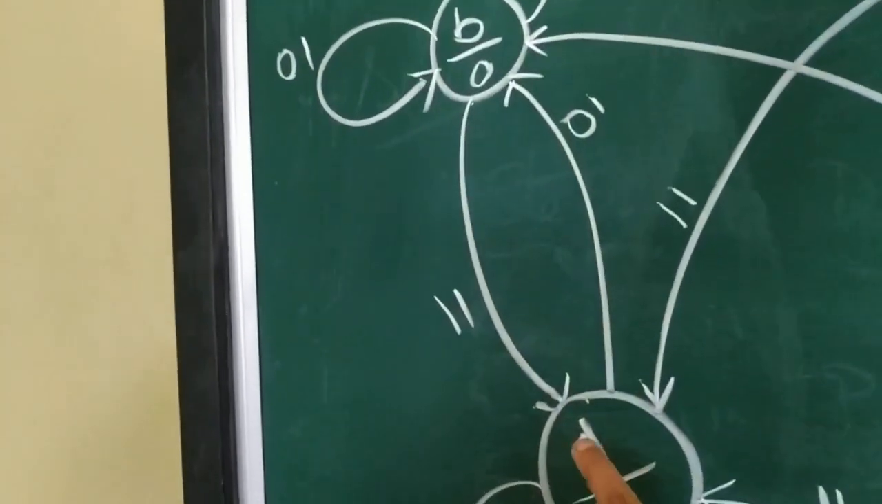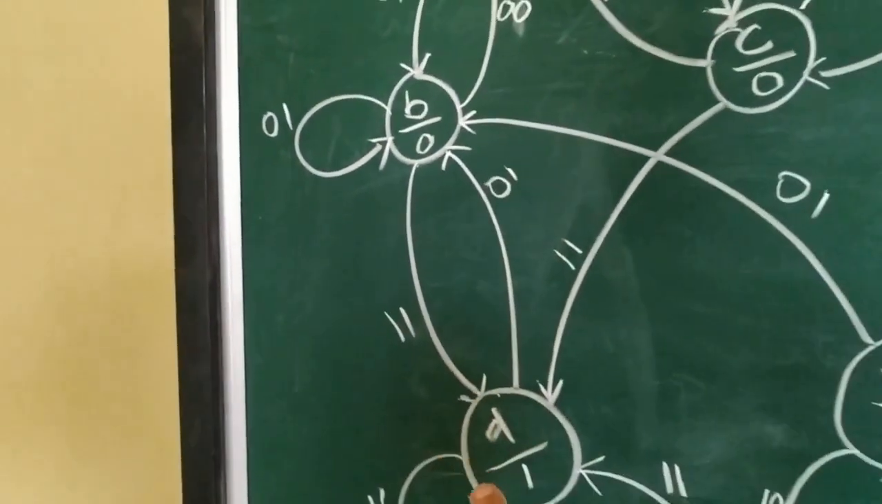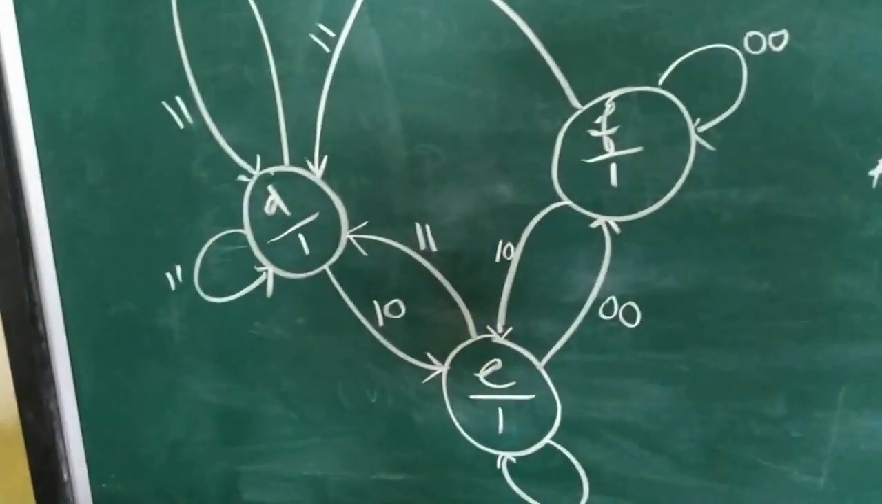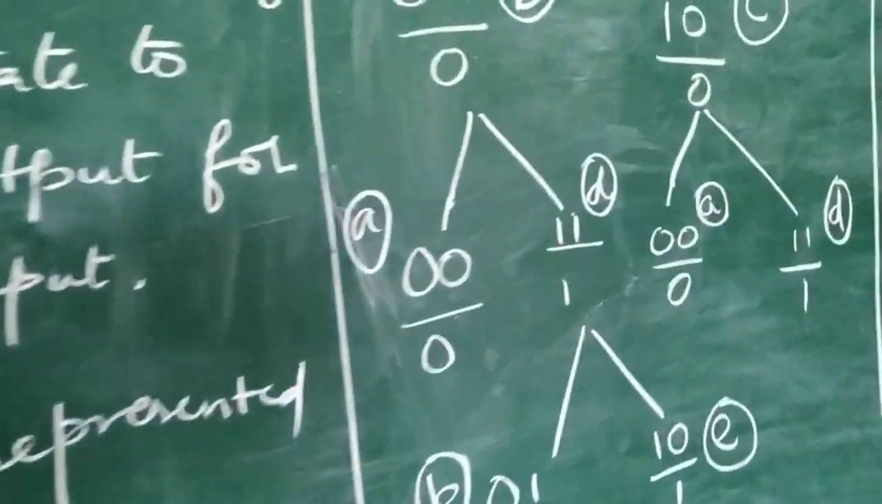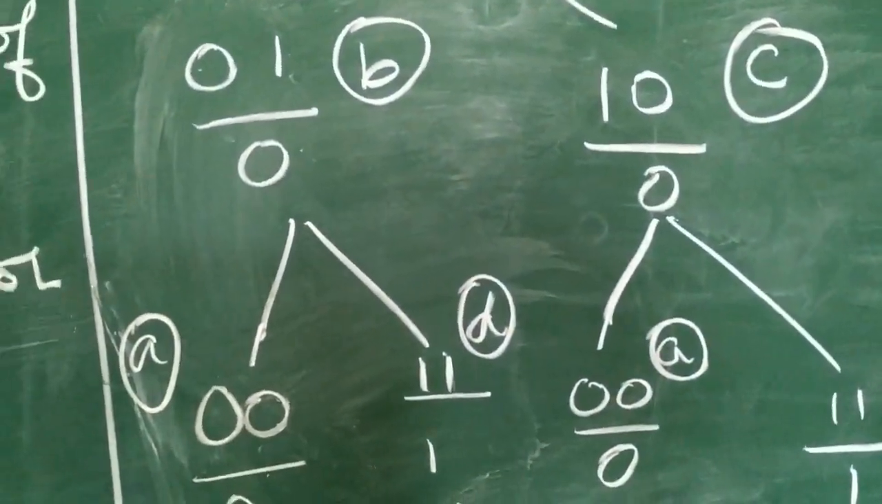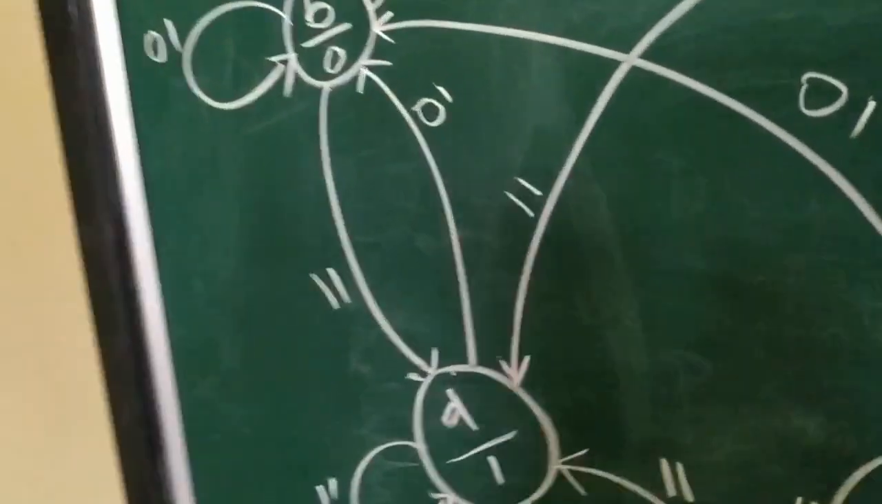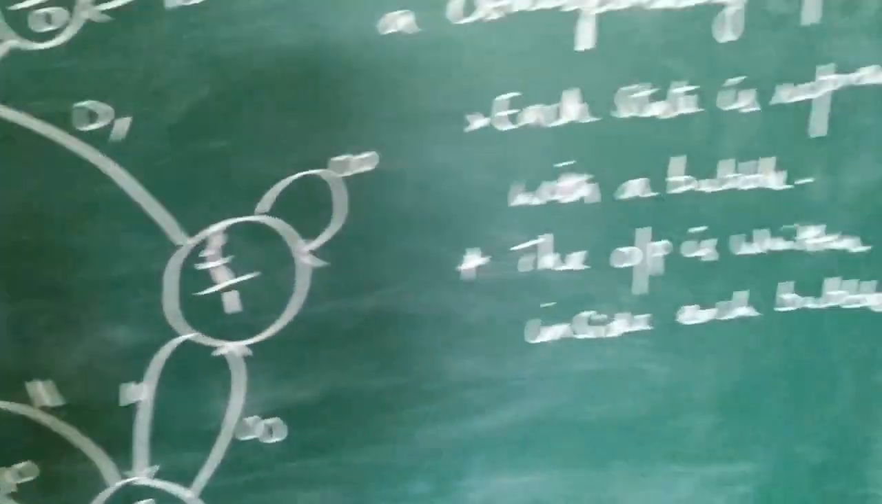D is a new state for the value 1 1. You can check the self loop is 1 1. D is stable for 1 1. B moves to D for the value 1 1. So write that here. Okay, and then what is the next one?